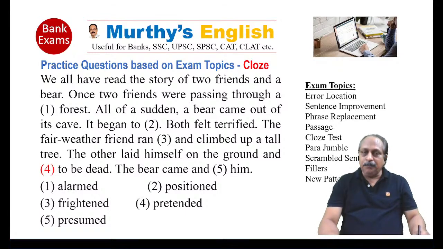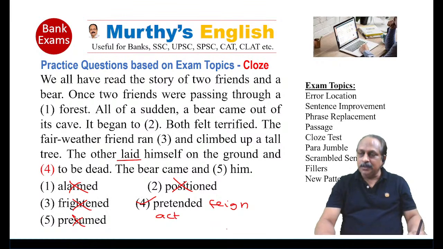Both felt terrified. The fair weather friend ran hard and climbed up a tall tree. The other laid himself on the ground, put himself on the ground, and fourth option, to be dead. Exactly, one and the same. Uday Kumar, you are right. Alarmed is not right. Alert, alarmed, no. Positioned, already laid himself. We cannot use the word position, it becomes redundancy. Frightened to be dead, not the right one. Presumed, it goes with assumption, presume, not relevant here. Pretended to be dead. Pretend, you should recollect the word feign. Pretend, feign, act, they're all synonyms. Feigned to be dead, pretended to be dead.